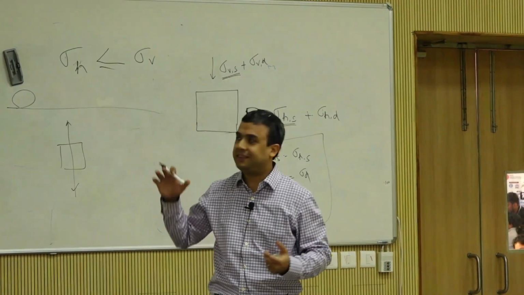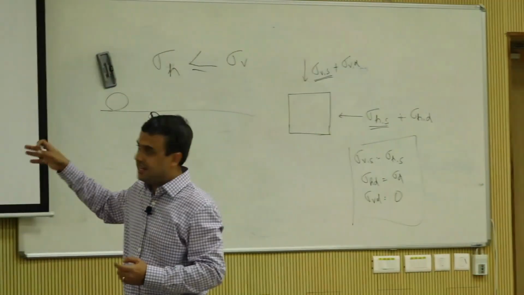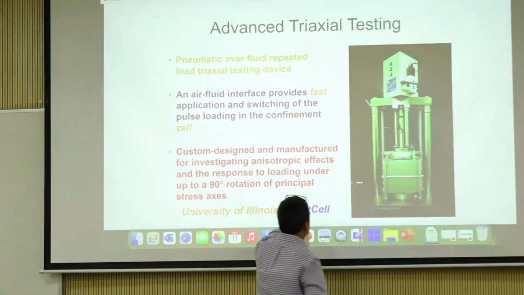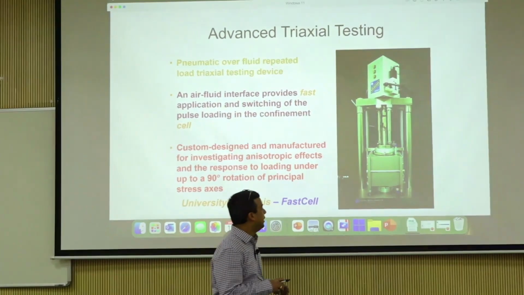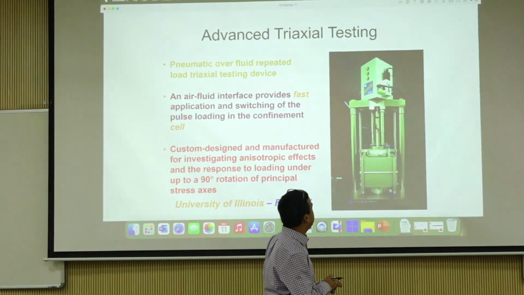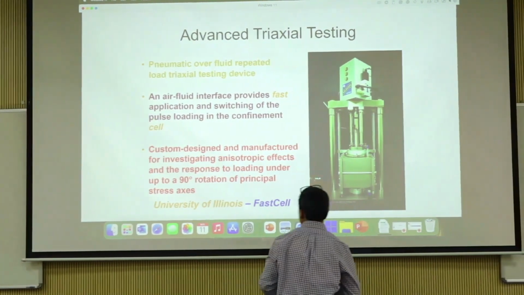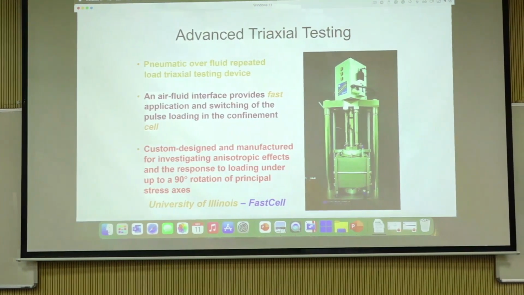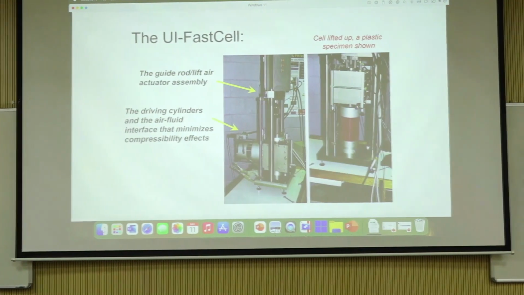Right? That is this advanced triaxial testing called the University of Illinois FAST cell. That is basically what my advisor and somebody else came up with, and this is what they won their awards on. And essentially he has made like a majority of his career based on work like this.